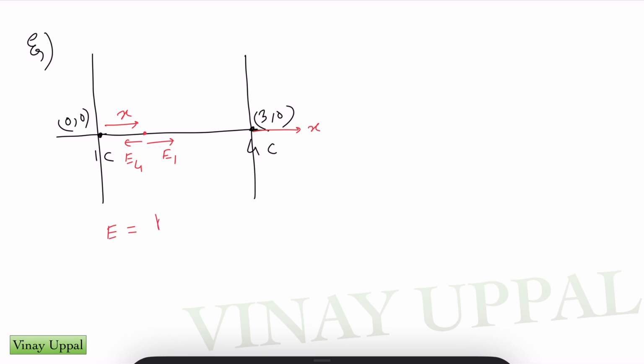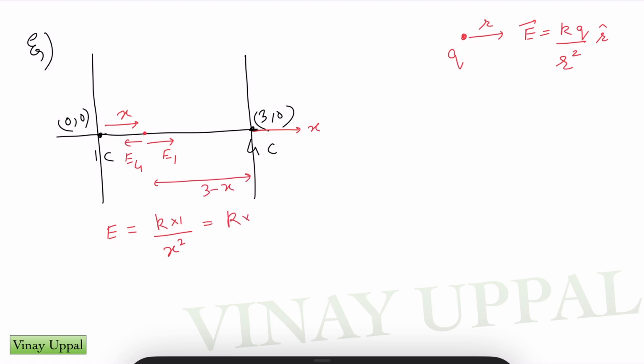That will be due to a point charge. Just quickly recollect what the electric field we had gotten. Kq by r square was the magnitude. In vector form, it is kq by r square times r cap. So here I will write k into 1 Coulomb divided by x squared, and E4, that is electric field due to 4 Coulomb, this distance would be 3 minus x. So that will be k times 4 divided by 3 minus x the whole square. Should be a negative sign here. Alright, so this is the net field to the right.